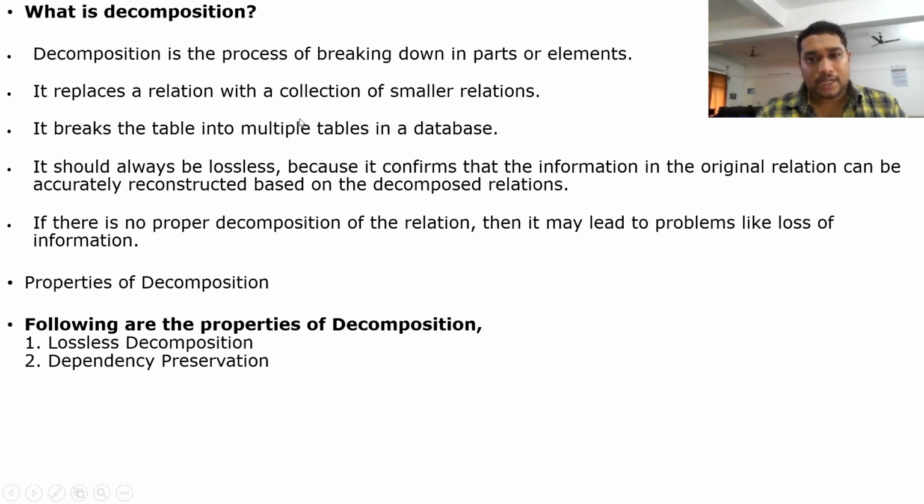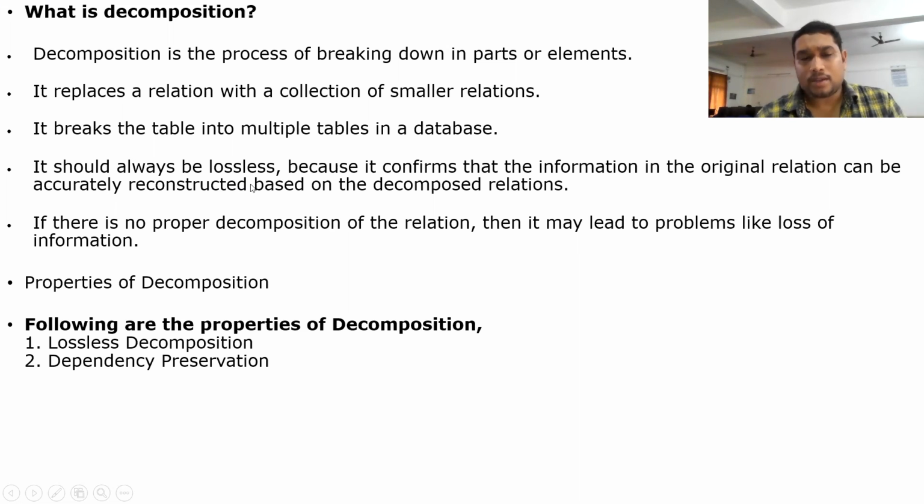You already know that decomposition is a process of breaking a large part of data down into small parts, so that it replaces a relation with a collection of smaller relations. That is, if you are dividing a large relation of 10 attributes based upon properties like first normal form, second normal form, third normal form, BCNF, or fourth normal form, you are dividing that large 10-attribute relation into sub-relations of two attributes or three attributes. So it breaks the table into multiple tables in a database.